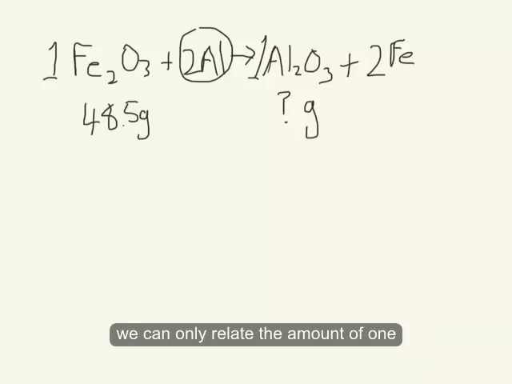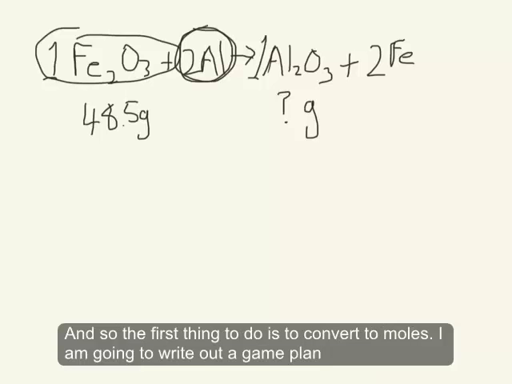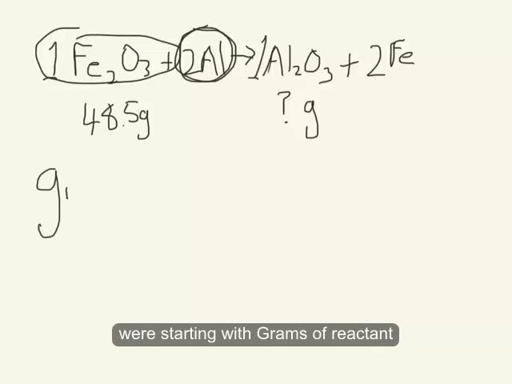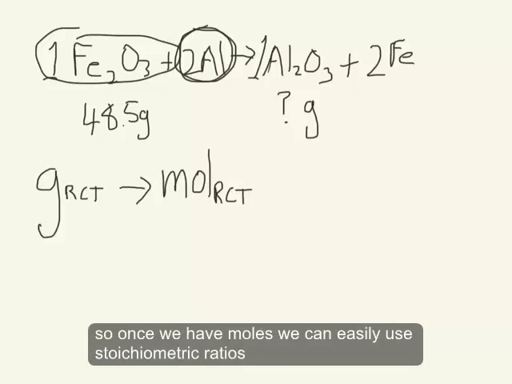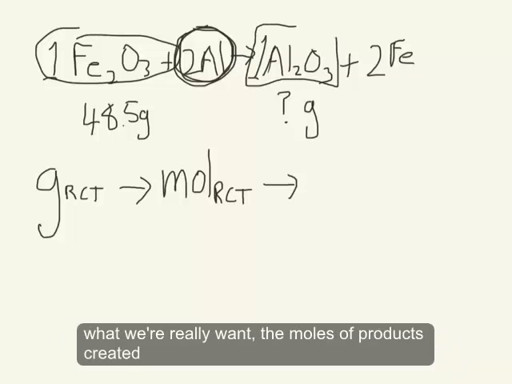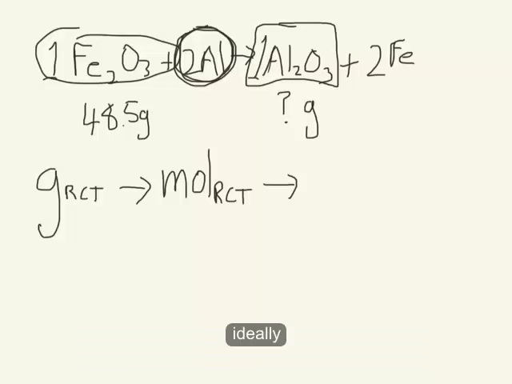We can only relate the amount of one reactant to the amount of product it'll make through the number of moles. So the first thing we have to do is to convert to moles. And I'm going to write out a game plan for our solution strategy. We're starting with grams of reactant. Let's write it as RCT. So once we have moles, we can easily use stoichiometric ratios to find either the moles of another reactant needed, or what we really want, the moles of products created, ideally.